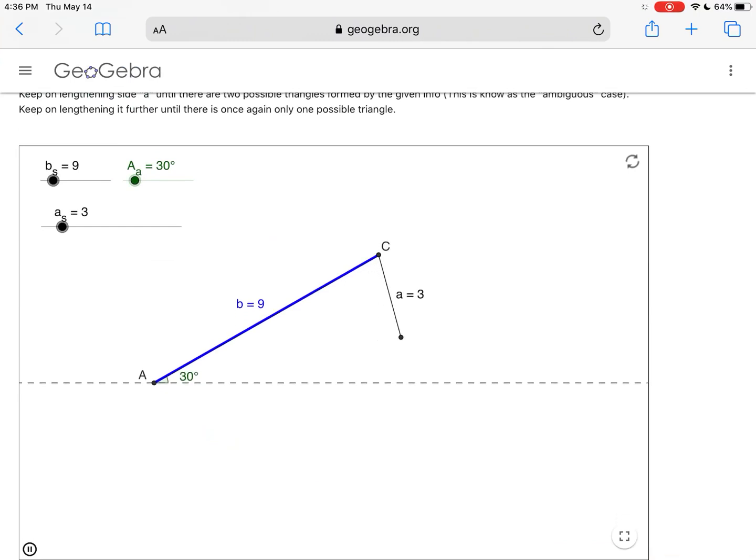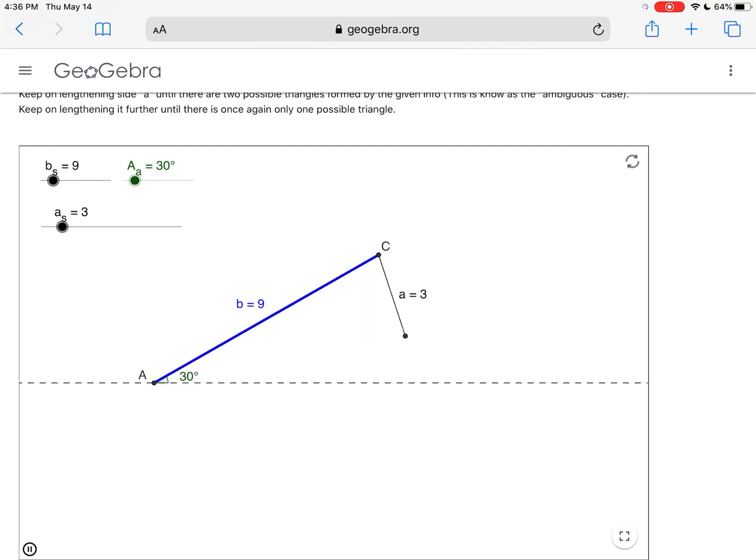This is the GeoGebra applet that you see. What I'm going to note is that angle A is given to you as 30 degrees. Side B is given to you as 9, and then the third side is given. Say that the third side happens to be a length of 3. You can see that no matter how we swing that third side, this does not form a triangle. So this is an example of what happens visually if you're given a side and an angle, and no triangles can be formed from the initial parameters.